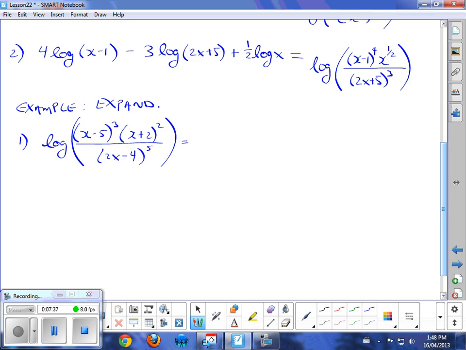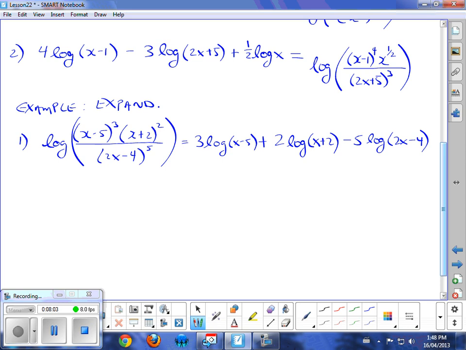So the (x minus 5) cubed would be written as 3 log of x minus 5, plus the 2 then on the second term would become a coefficient, log of x plus 2. Of division, so that bottom term will be subtracting 5 log of 2x minus 4. There we go. So there's your expansion taken care of.